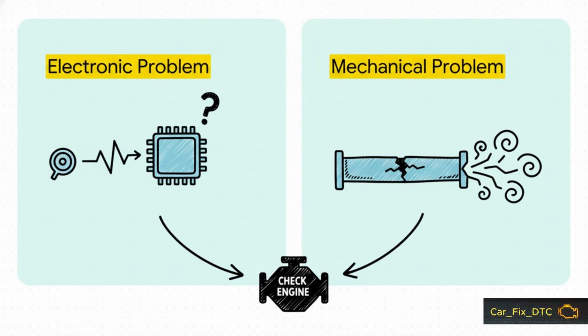And it's really important to get the difference here. A bad sensor is an electronic problem. It's basically lying to your car's computer. A leak, on the other hand, is a physical problem. The system itself is broken somewhere. And the tricky part? Both of these totally different issues can trigger the exact same P0443 error code.